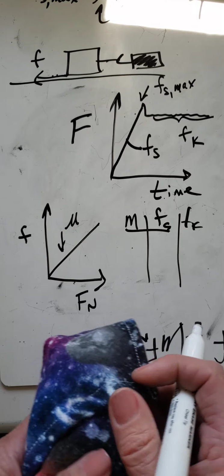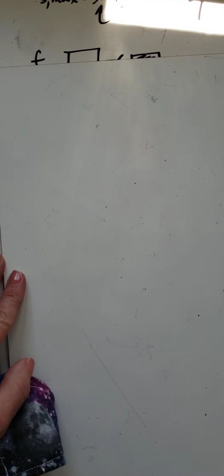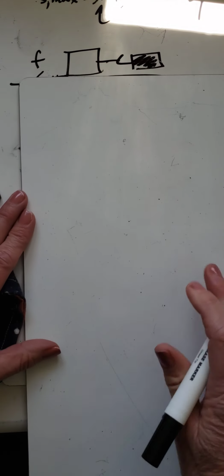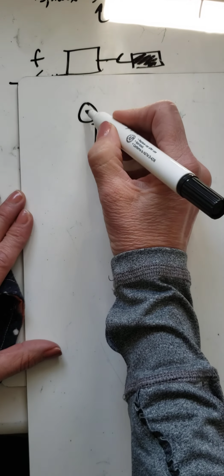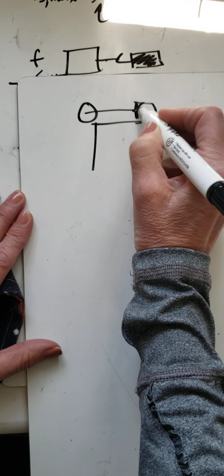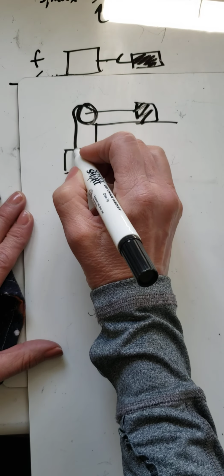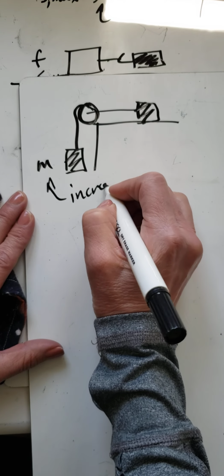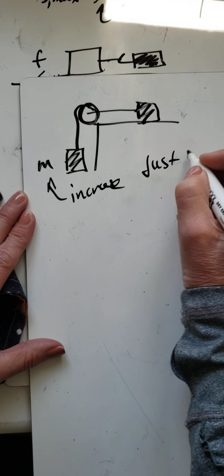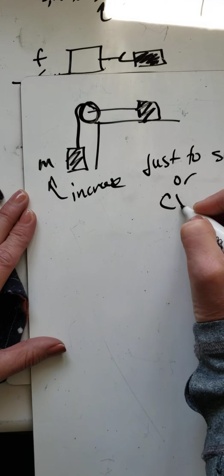But what would we have to do if we didn't have a force sensor? How could we measure mu? Well, we could still do it. Some other ways that we could possibly do this, if we had access to a pulley, we could put our block over a pulley here, and then put some other mass right here, and we could increase this mass until it just starts to slip, or is moving at a constant speed.